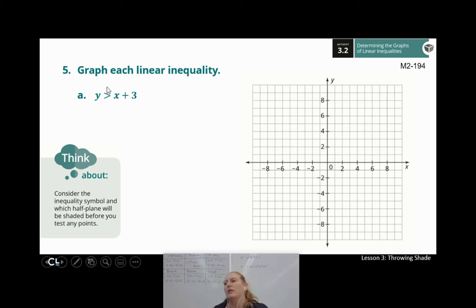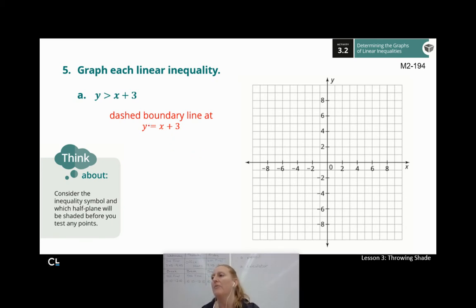So the first thing I notice is that it is greater than. There's no squashed equal sign. So I know it's going to be a dashed boundary line at y equals x plus 3. So let's graph this, right? 3 is my y-intercept, so I'm going to put a little dot right there. My slope is 1 over 1. I hope you caught that. So from here, we'll go up 1 over 1, and we'll make another lovely dot.